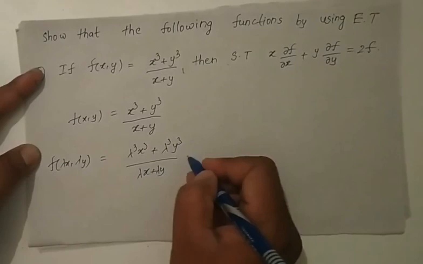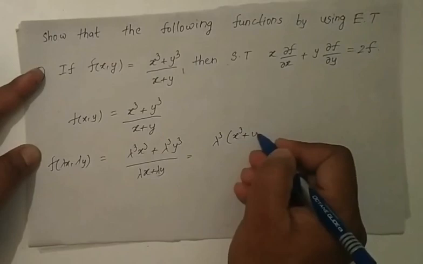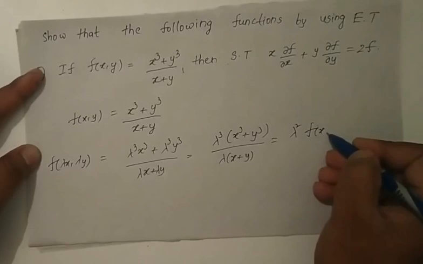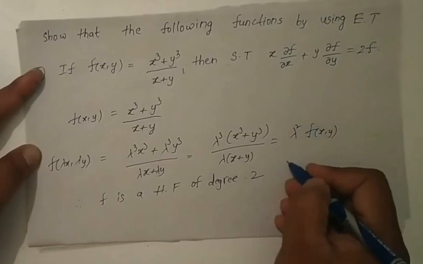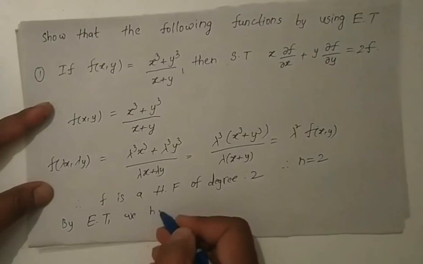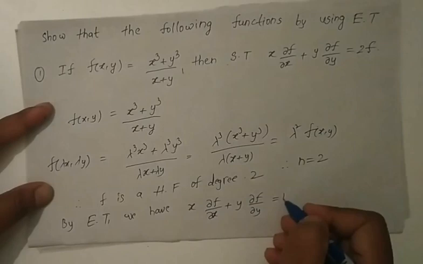Okay, so here by taking λ³ as a common factor in the numerator and λ as a common factor in the denominator, we get λ³(x³ plus y³)/λ(x plus y). So finally we get λ²(x³ plus y³)/(x plus y), which is nothing but λ² f(x, y). Therefore, f is a homogeneous function of degree, what is the degree? 2. Therefore, n is equal to 2. By Euler's theorem, tell me, x ∂f/∂x plus y ∂f/∂y is equal to n into f. What is n? 2 into f.